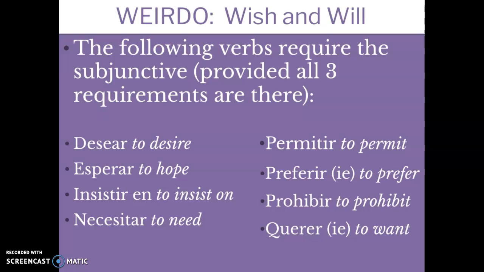Permitir is to permit. Preferir, which is an E to IE stem changing verb, means to prefer. Prohibir means to prohibit. And querer, which is an E to IE verb, means to want. Just so you know, we will go over stem changing verbs later on, but they do receive a stem change in the subjunctive as well.